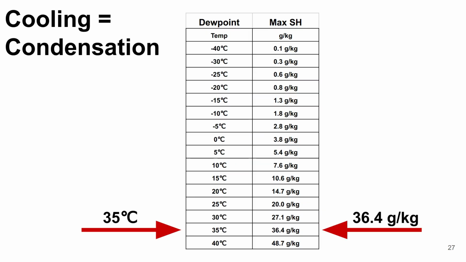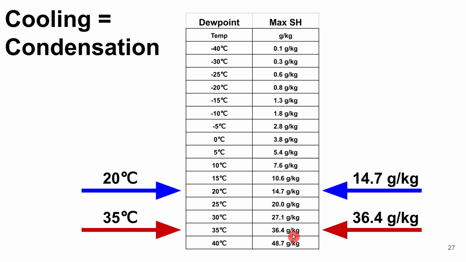The same thing happens as air cools. So at 35 degrees Celsius, let's just say it's 35 Celsius, and we've got 36.4 grams per kilogram. The air is saturated. What's going to happen is, as the air cools, the maximum is going to decrease, and it's impossible to have more than the maximum in the air. What happens as the maximum gets lower than how much you have is you'll get condensation.